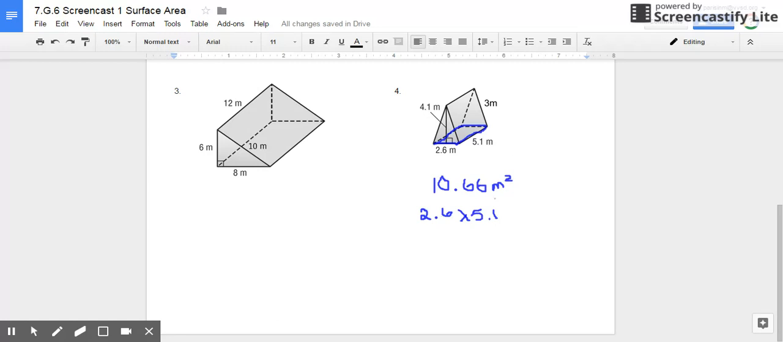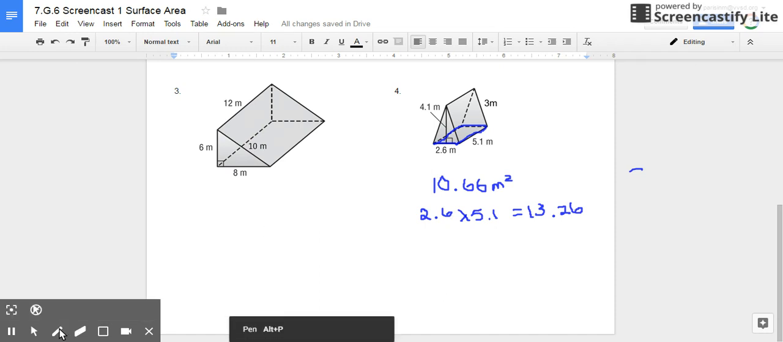So then we're just going to do 2.6 times 5.1. And we get 13.26. And we don't have to add that twice, because again, our rectangles are going to be different. The only time they're the same is in a rectangular prism. So now in another color, I need to highlight. I have 2 more rectangles to look at.